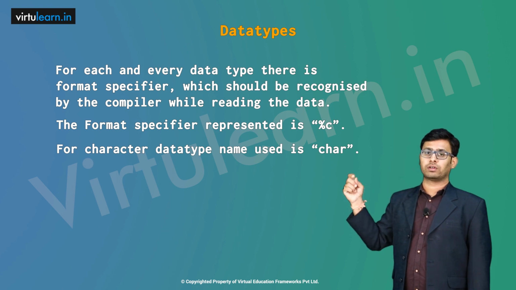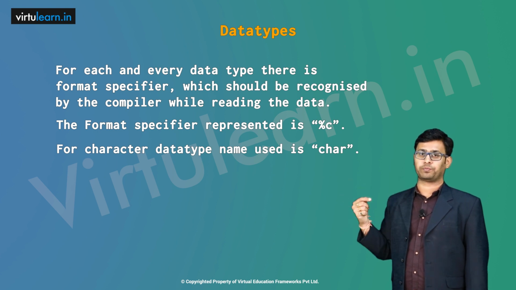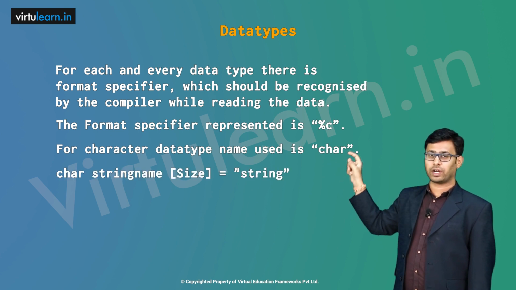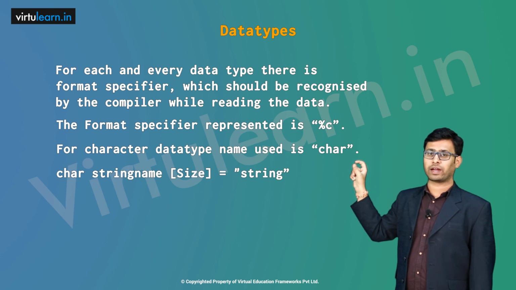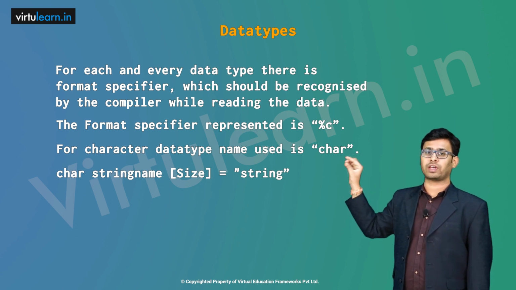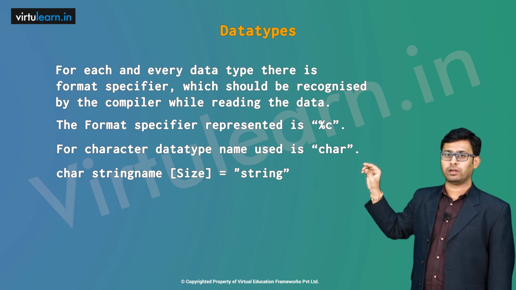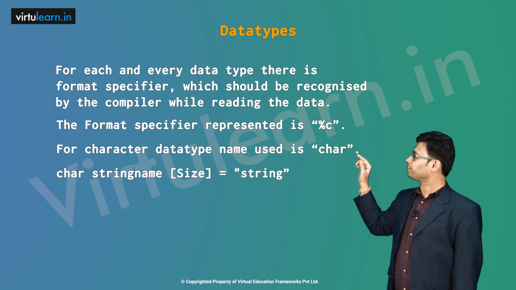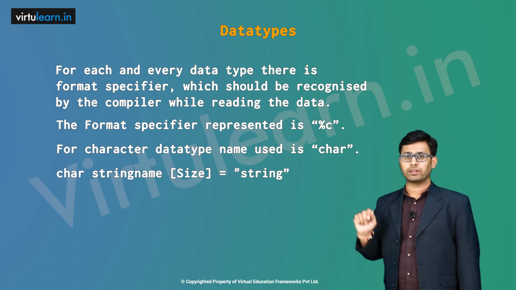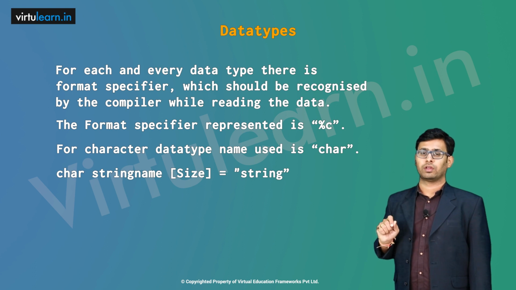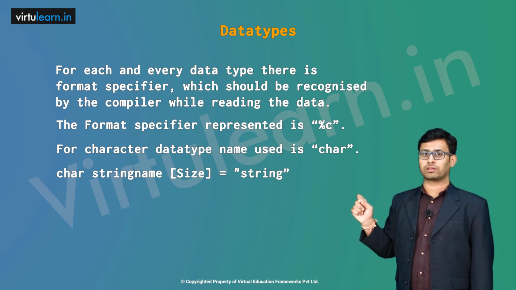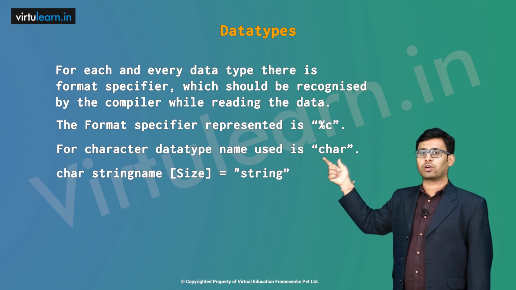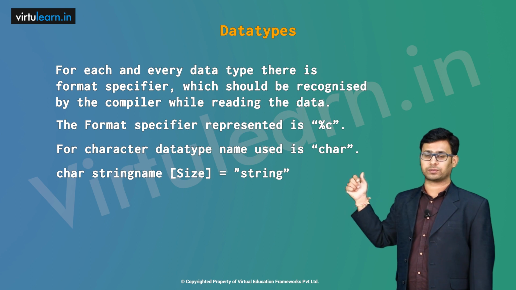Next, if you want to read a string, write char followed by the string name, and right within the square brackets we need to give the size of that particular string. If you want to initialize it then and there itself, put an equal to sign, and within the inverted commas write the string. That is a group of characters, which we call an array. This array concept we are going to learn in later lectures.